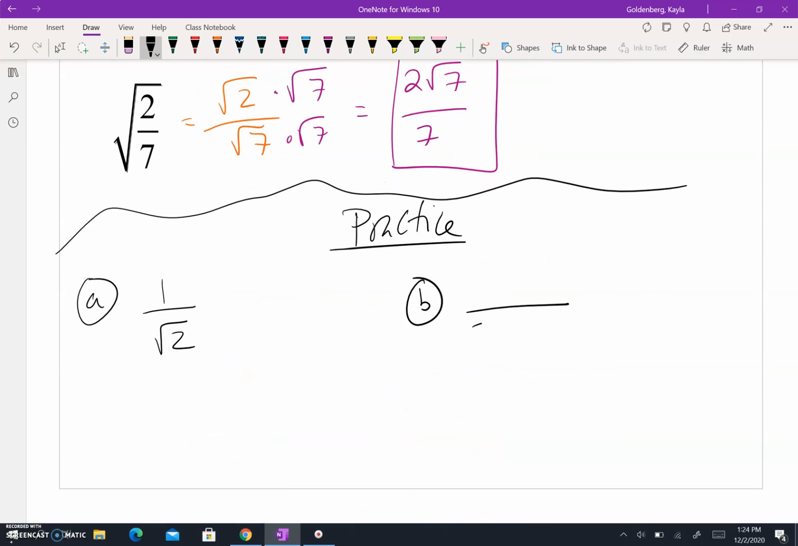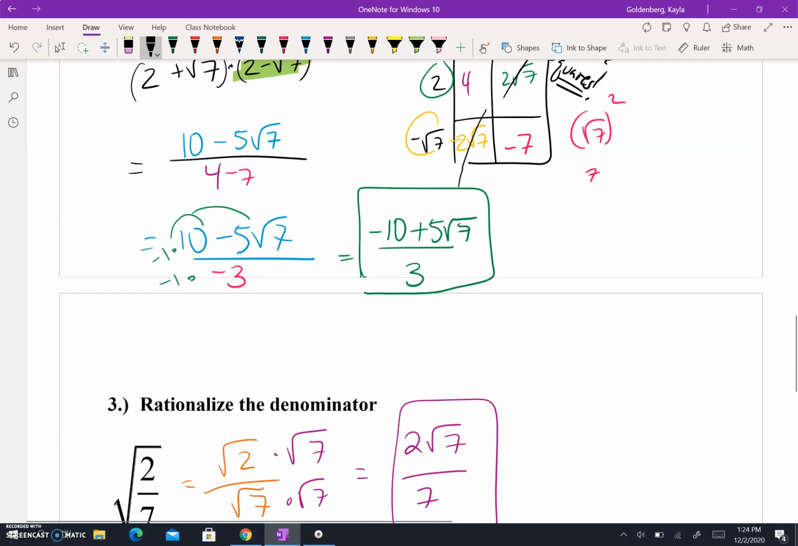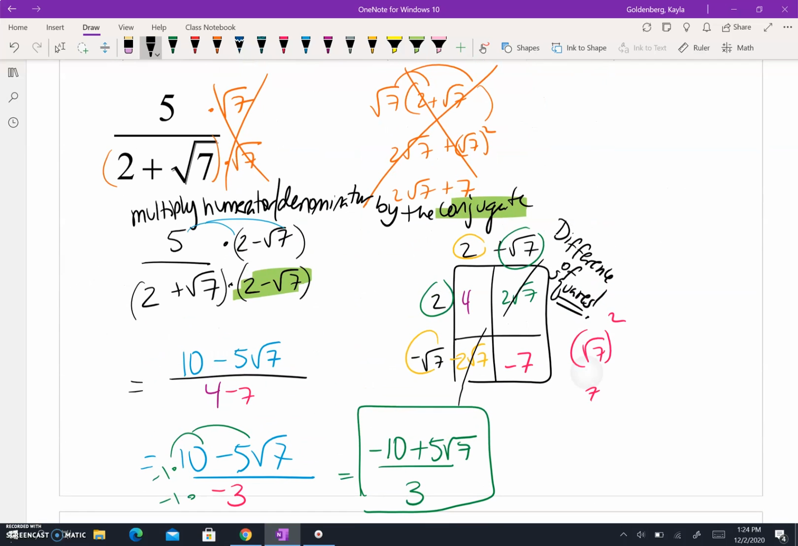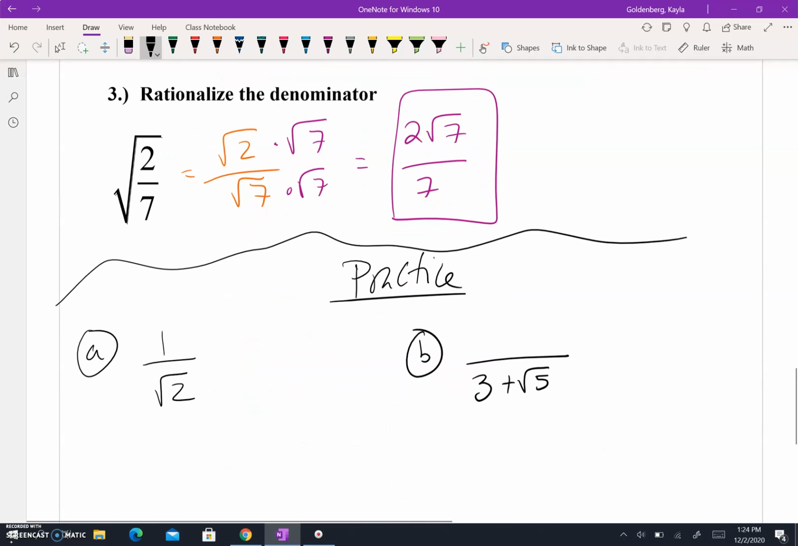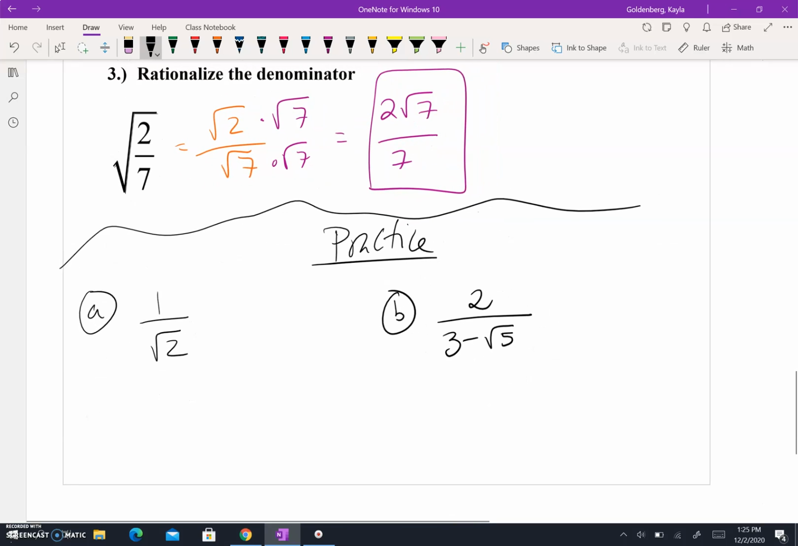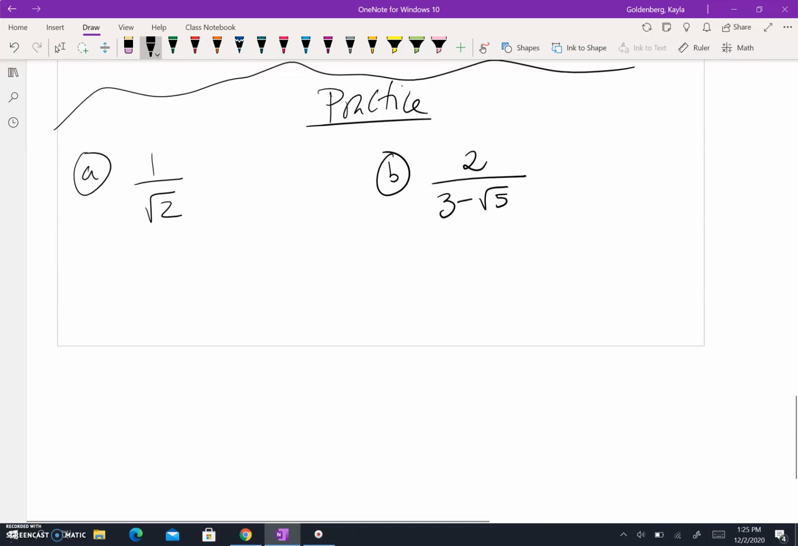except I'm going to make the bottom into something like 3 plus root 5, just for some variety, because the first one we did had, actually I want to make it minus, because we had a plus sign in the original problem. And then I want to put something in the numerator. I'm going to put maybe a 2. Okay, so here are your 2 problems to do for practice. Feel free to unpause when you're ready to check.